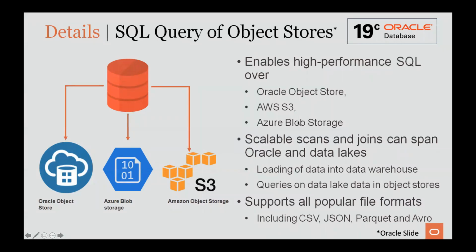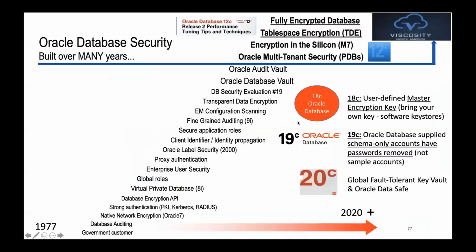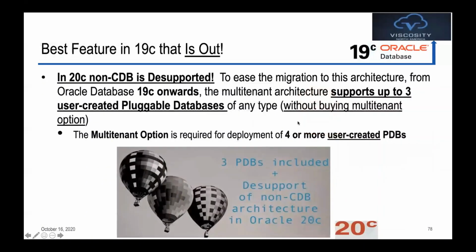There's also object stores where I could go to Oracle's, I could go to Azure's, I could go to Amazon's. But the big feature of Oracle is they have great security, different types of security. They've been building it for 4 decades. That's 40 years. And it just keeps getting better. And as I said, in Oracle 20C, non-CDB is desupported. So when you go to 19, you want to get to pluggable databases. So keep that in mind.